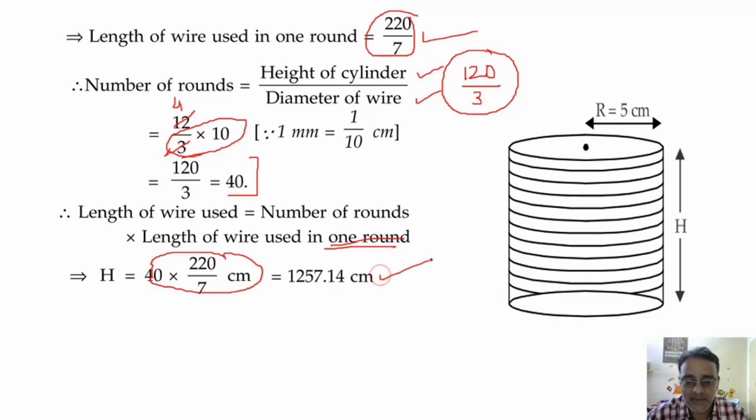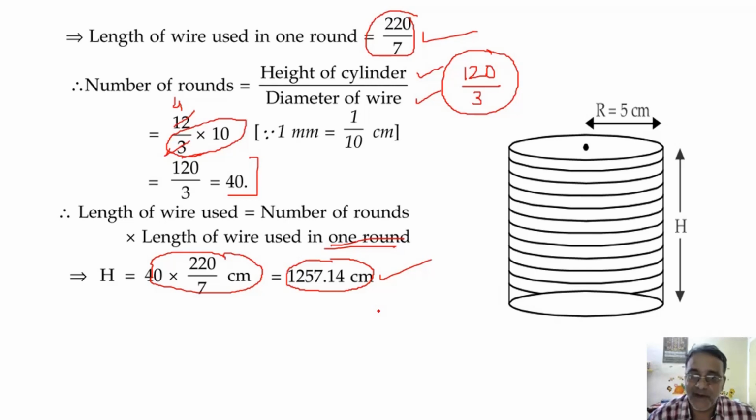If you solve this, you will get approximately 1257.14 centimeter. But in NCERT the answer is given according to pi equals 3.14. Actually the value of pi is not given, so that is why I took 22 by 7, and according to 22 by 7 the answer is 1257.14 centimeter. This is the length of wire. Now we have to find the volume of wire. Why volume? Because we have to find the total mass of the wire.